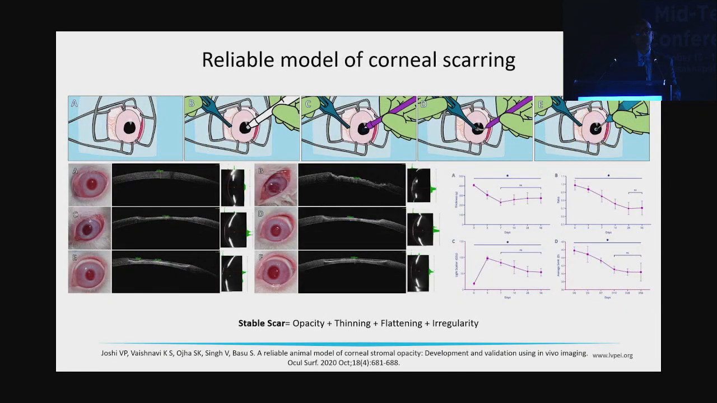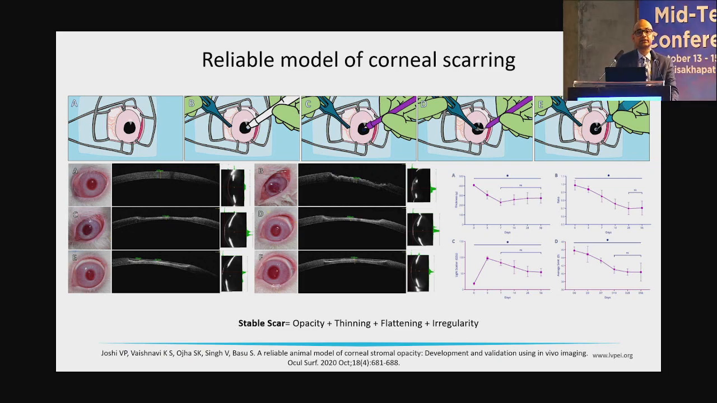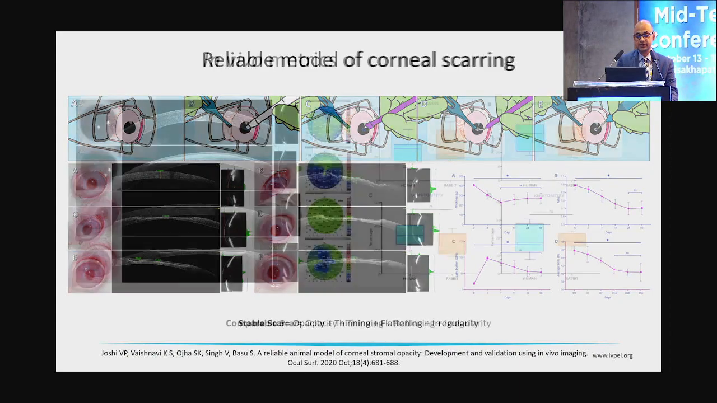So the first thing that we did was to establish an animal model where we could create scars and then try our therapeutics to see which one was working best, and then to make this model very reliable and comparable to what we were seeing in the clinic. So we created a system where in vivo we could measure the scar, and we could assess that the quality of the scar that we were producing in the animal model was similar to what we were seeing in patients.